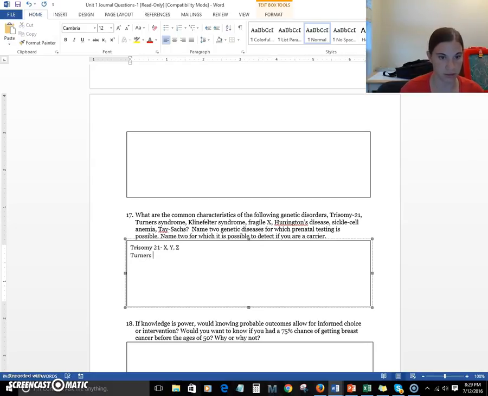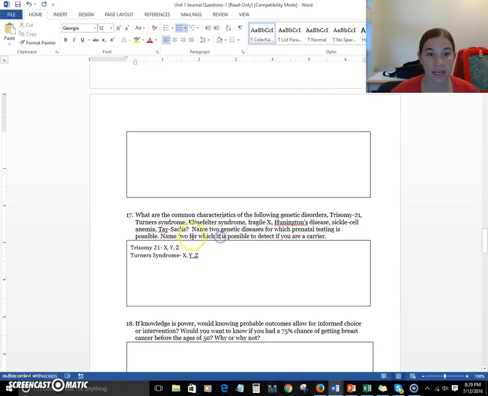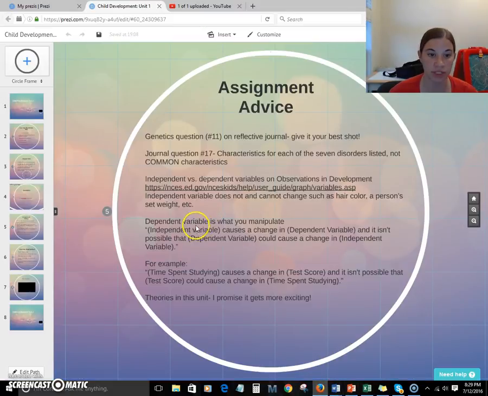And then list some more characteristics. Then notice I also asked for 2 diseases where you can have prenatal testing done and 2 disorders that you can detect if you are a carrier, meaning that before you even are pregnant, or your spouse's, or you're planning on family, you can be tested to see if you even carry the gene that would increase the likelihood of some of these disorders, such as Huntington's or sickle cell anemia. So that's what that question is referring to.